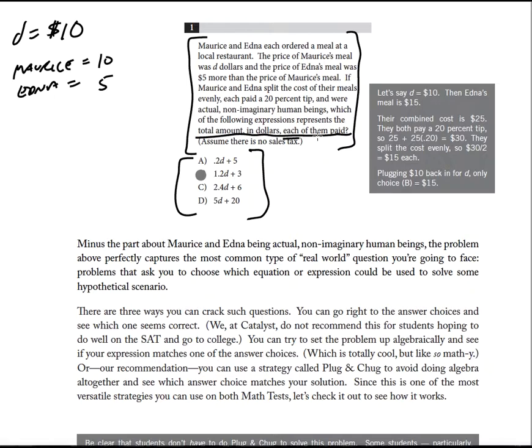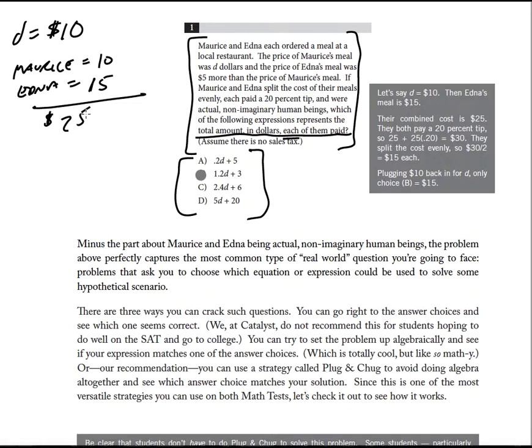Well, Maurice paid 10 bucks, Edna was $5 more, so Edna paid $15. So combined, they paid $25, right? Let me rewrite that to be a much more legible 5. I have the handwriting of like a gastroenterologist. So that's $25. And now it says, who can help me out here?